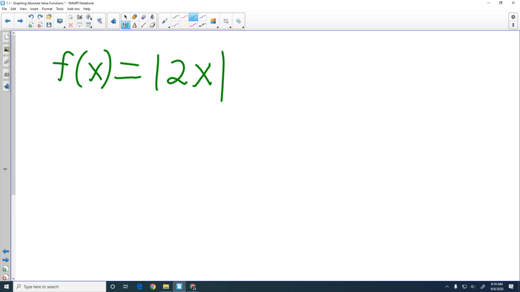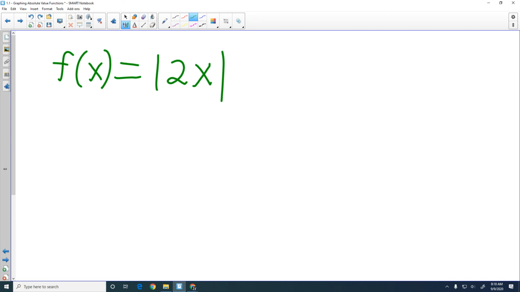So with this 2, instead of being out in front, that was our vertical stretch. But if it's inside the absolute value, grouped with the x, what do you think it would do? No change? Well, think about the other types of transformations we learned, like the shifting and the flipping. Remember how if something was outside of the absolute value, it did one thing in one direction. But if it were inside the absolute value sign, it changed it in a different direction.